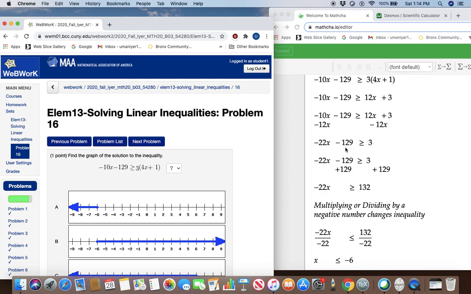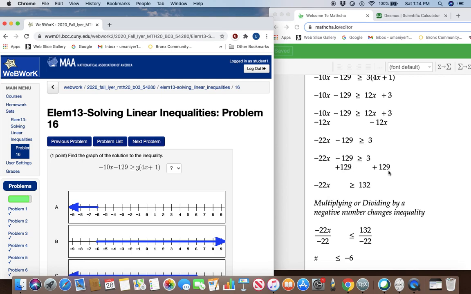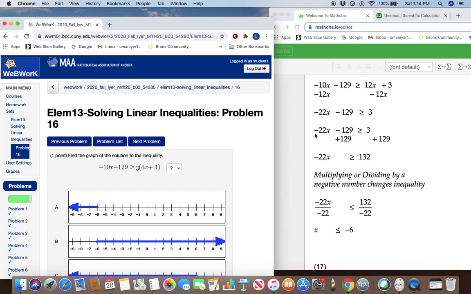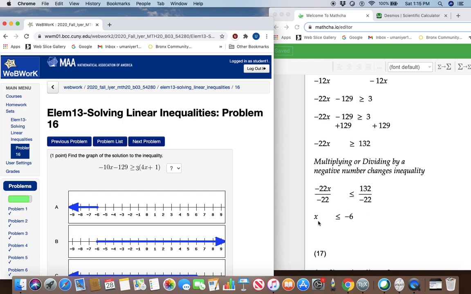Now add 129 to both sides. Remember, I want to solve for x, so you get rid of this first. Add 129 to both sides. These two cancel, we are left with negative 22x greater equals 132. Now I want to divide by a negative number. Remember, multiplying or dividing by a negative number changes inequality. It reverses it. Greater equals becomes less equal when I divide by negative 22. When I do that, I get x less equals negative 6.